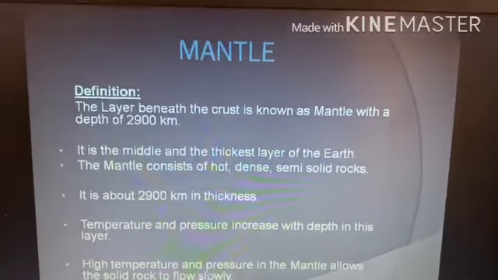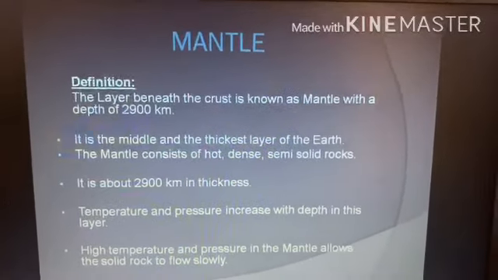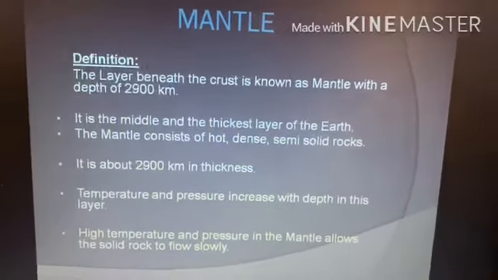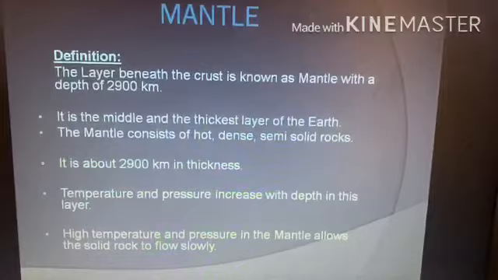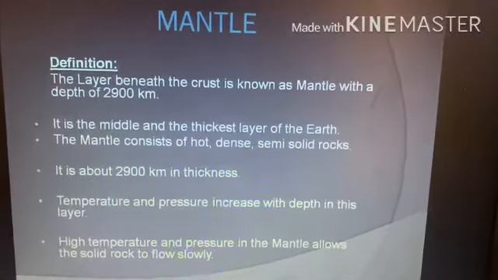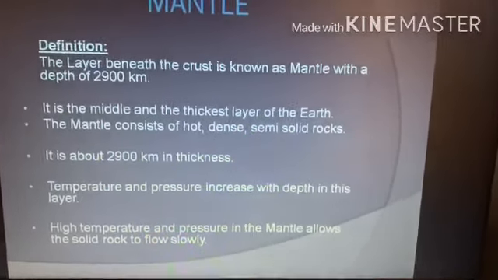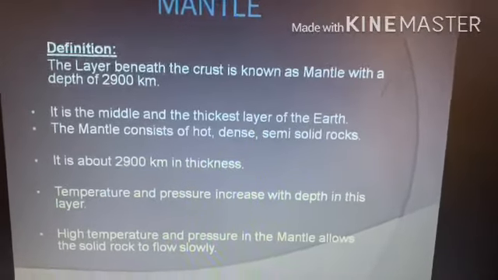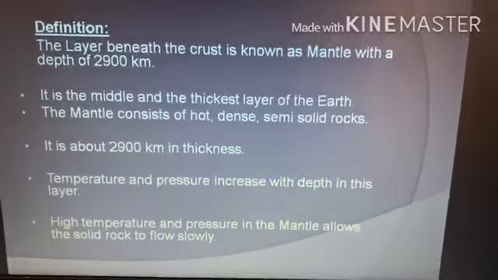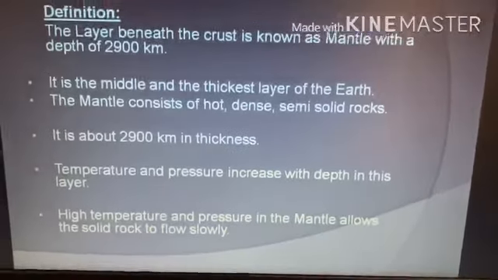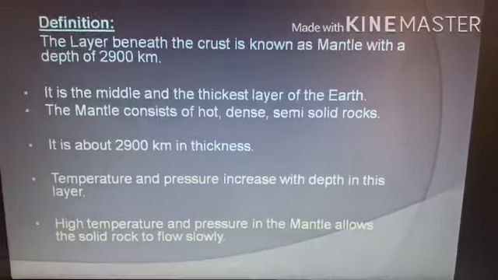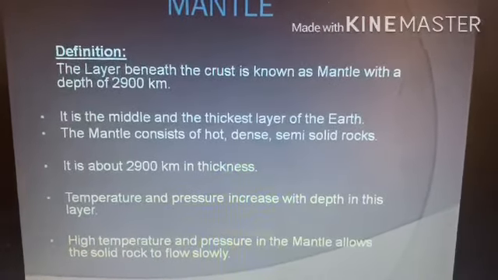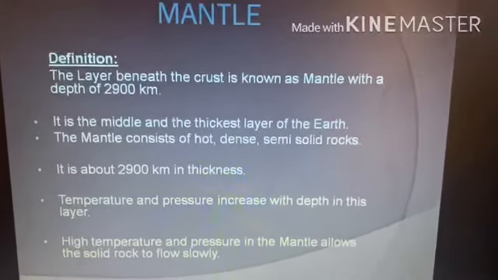कि हम जितना डेप्थ में जाएंगे हमारा टेम्परेचर और प्रेशर उतना ही बढ़ता जाएगा. ठीक है, सो मीन्स द पॉजिटिव रिलेशंस आर देयर विथ टेम्परेचर, प्रेशर एंड डेप्थ. So means when the depth increases, temperature and pressure also increase. ठीक है. Last point, high temperature and pressure in the mantle allows the solid rock to flow slowly. Okay.